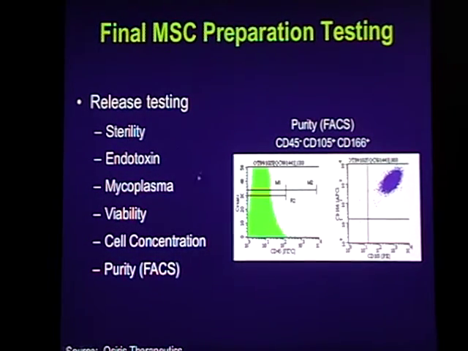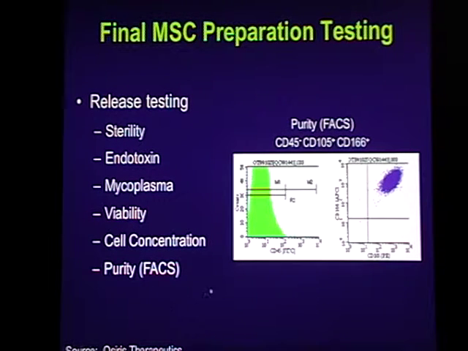For release testing, this is taken from an Osiris preparation, but these are standard tests including sterility, endotoxin, mycoplasma. Obviously we want viable cells that are able to stay alive once they're infused. The cell concentration is determined, and purity is often determined using FACS analysis. Classically, the MSCs are defined as CD45 negative and CD105 positive, and other markers such as 166 can also be evaluated. You can see here a highly purified preparation being 166 positive and 105 positive, but negative for CD45.